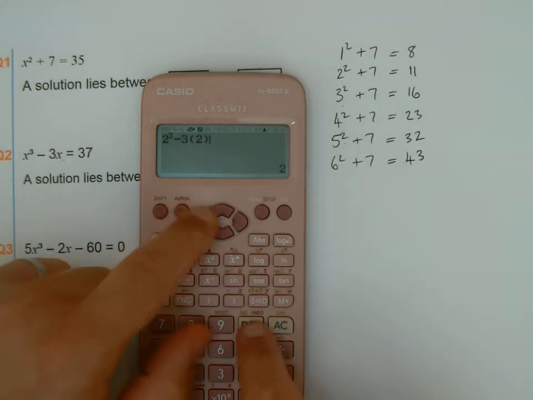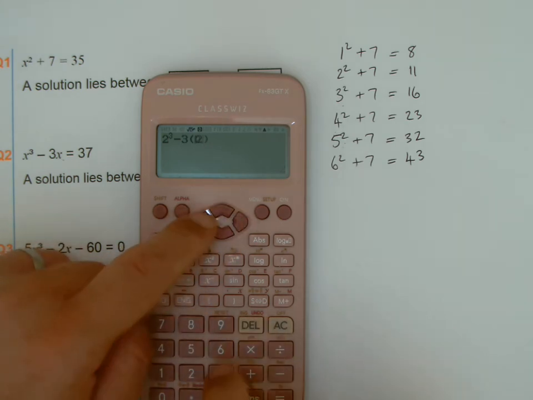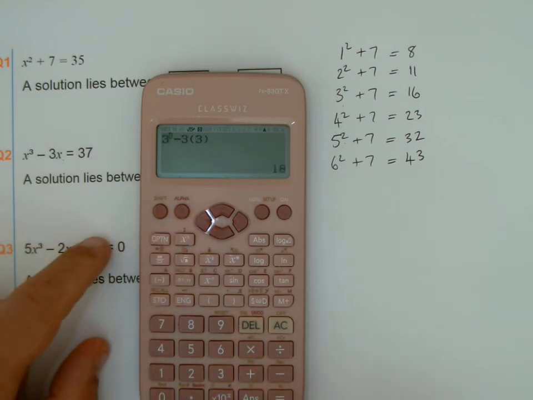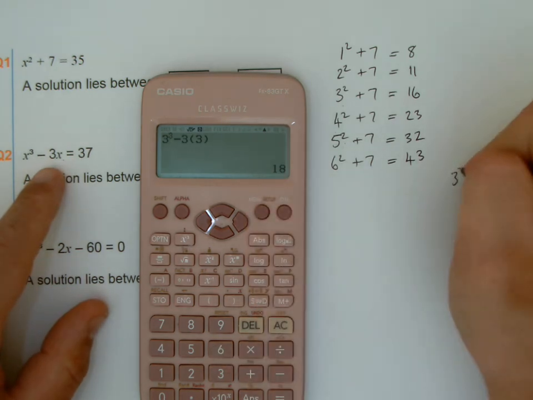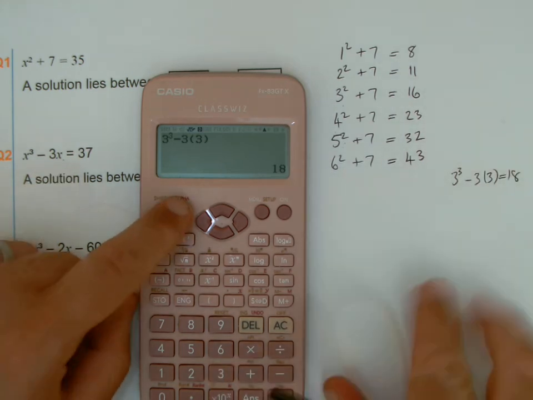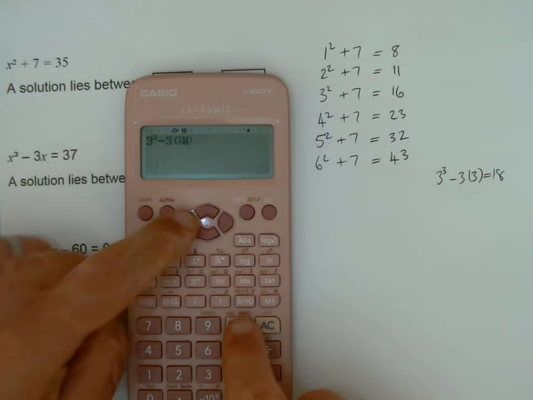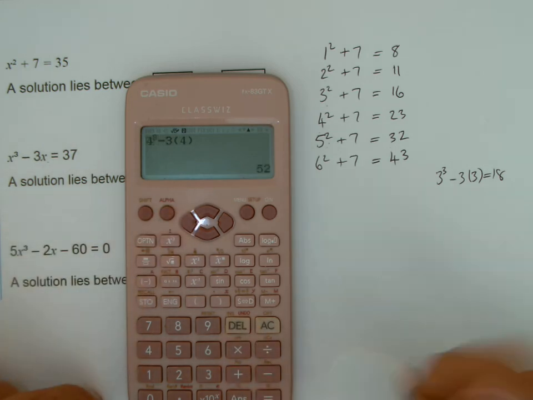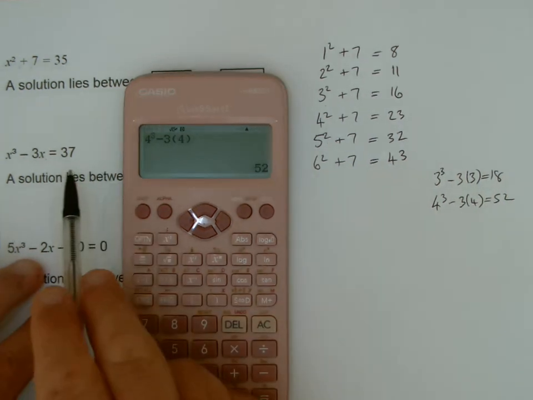Let's try x to be 3 then. And notice what I can do as well: I can press the back button, delete and change that to be 3, and change the other one to be 3. If I press equals now, I get 18. So 3 cubed minus 3 times 3 is 18. Let's change it to 4, because I want 37 now. Let's try 4. Oh, 52. So when I try 4, I get 52. We wanted 37.